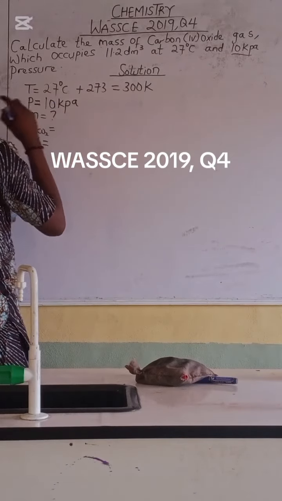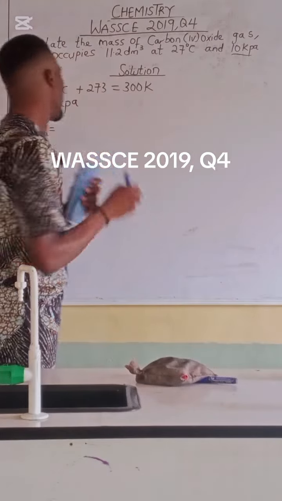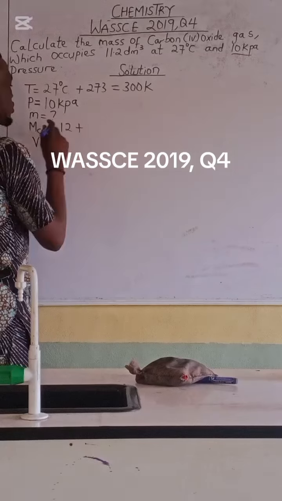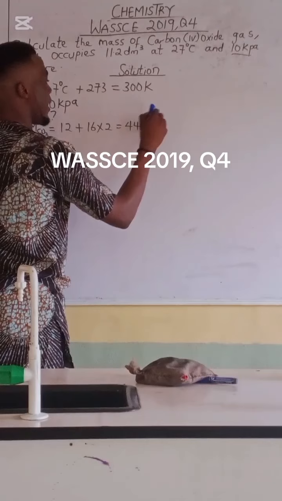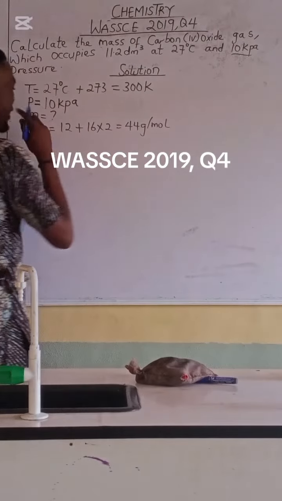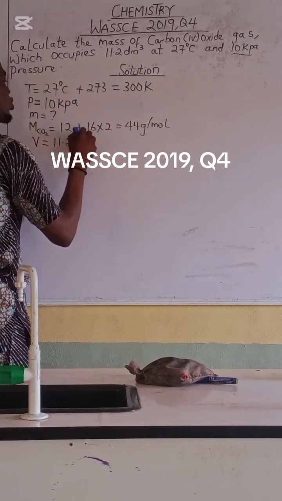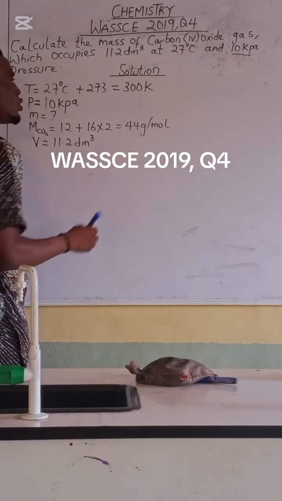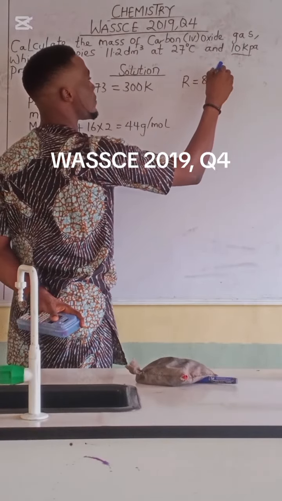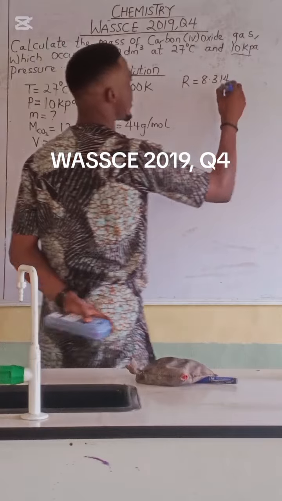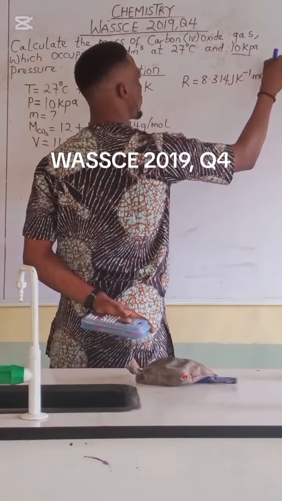Our mass is what we are looking for. Molar mass of CO2, just like I said earlier, has the symbol CO2. So carbon is 12 plus oxygen is 16 times 2, which gives us 44 gram per mole, right? So now our volume from the question is 11.2 dm cube. So we have our gas constant. Our gas constant is given as 8.314. Please take 8.314 joules per Kelvin per mole.